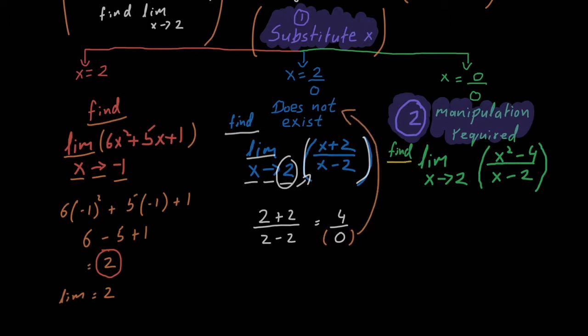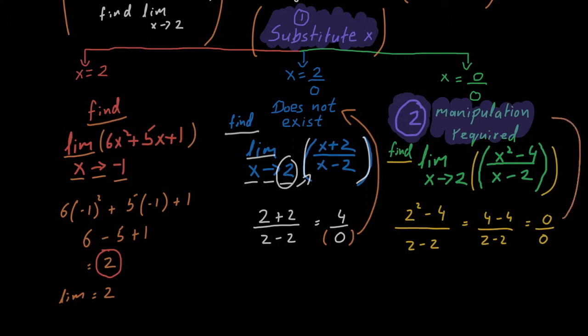For the third question, find limit as x approaches 2 of this equation. We'll simply substitute it. 2 square minus 4 over 2 minus 2, 4 minus 4 over 2 minus 2, 0 over 0. This is the third type where in order to find an answer, we have to go to step 2, which is manipulation of the equation. We will go over all the manipulation techniques, but for this one, the manipulation technique is a square minus b square is equal to (a plus b)(a minus b).